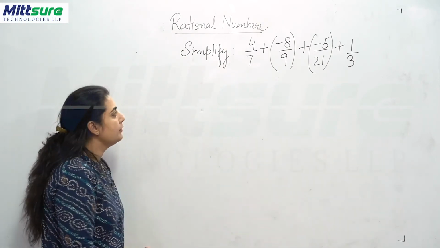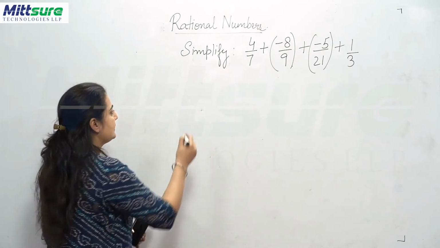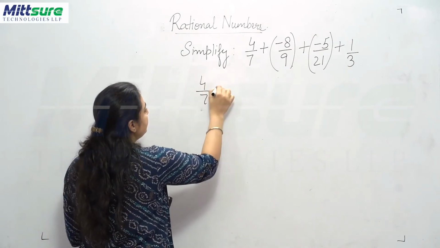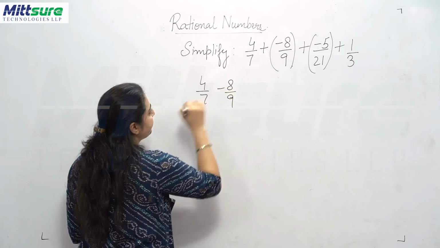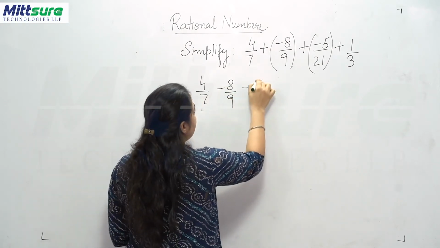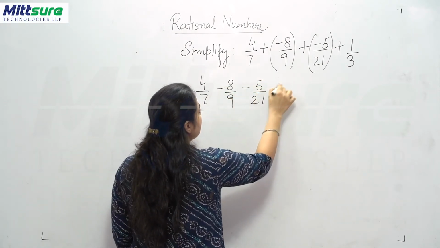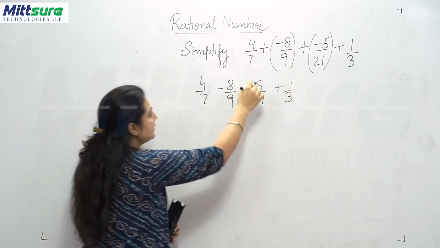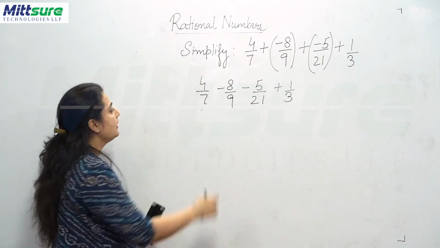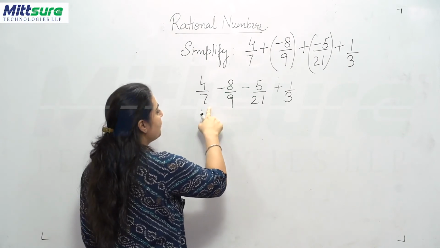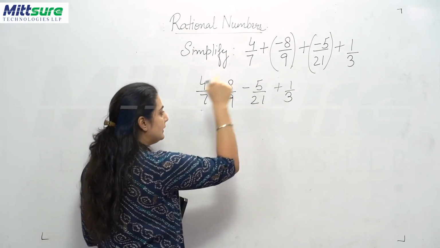So first of all, we will change the signs. So 4 upon 7 minus 8 upon 9, then minus 5 upon 21 plus 1 upon 3. So this is how the signs have been changed. Now we have to find out the LCM of 7, 9, 21 and 3.